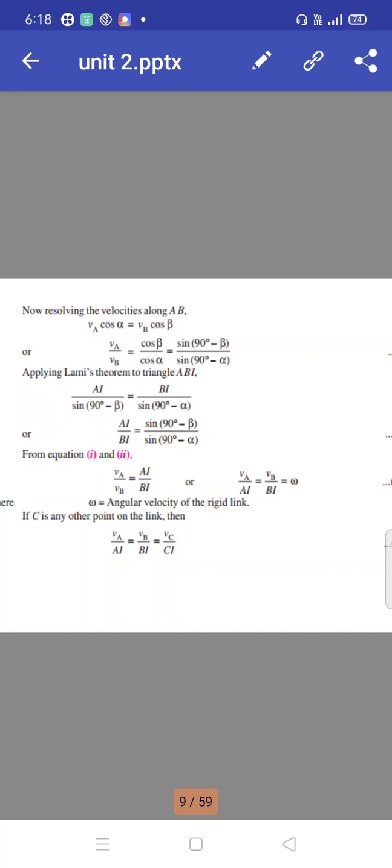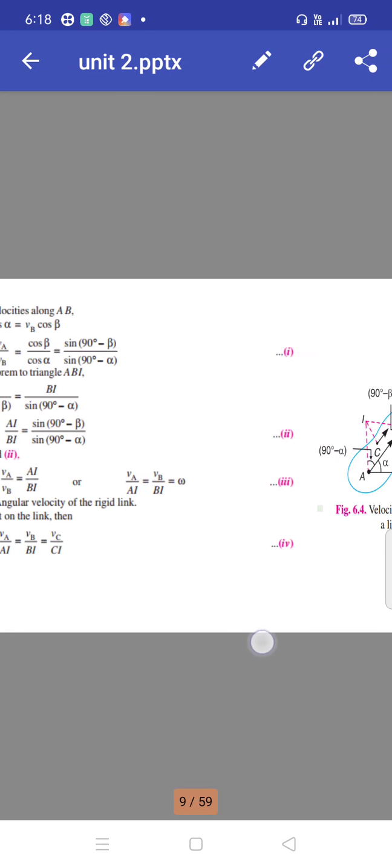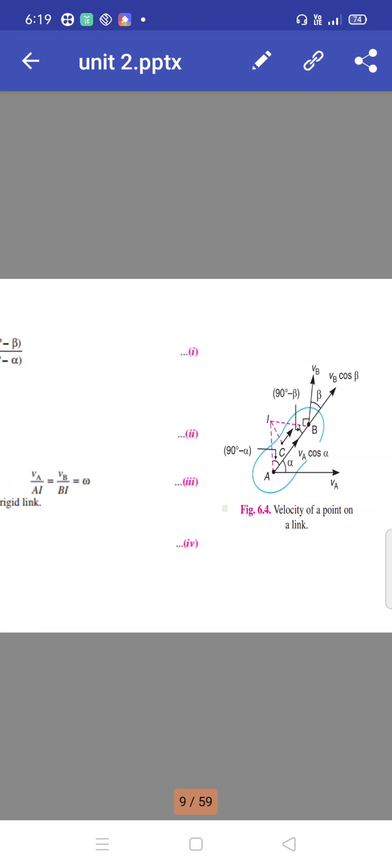From equations 1 and 2, VA by VB is equal to AI by BI, or we can write VA by AI is equal to VB by BI, that is omega, the angular velocity of the rigid link. If C is another point in the link, then VA by AI is equal to VB by BI is equal to VC by CI. So this is the diagram. It specifies the velocity of a point on a link.